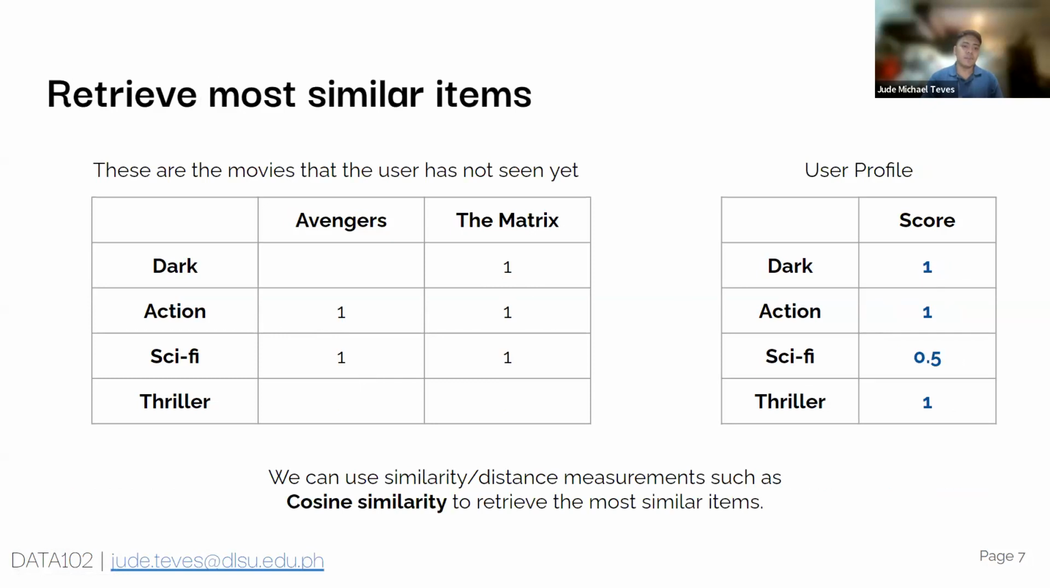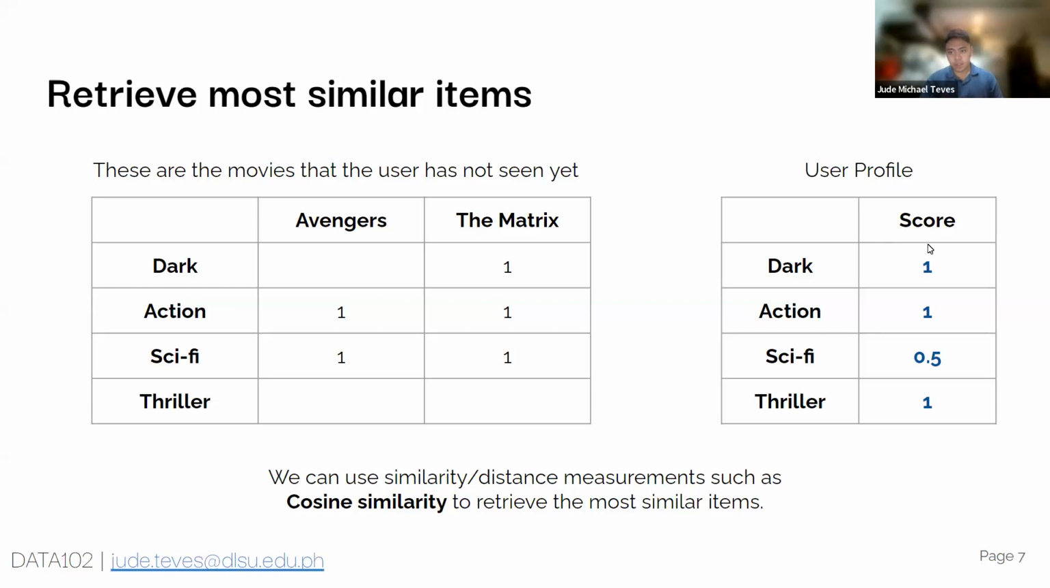The next step is to retrieve the most similar items. These are the movies that the user has not seen yet: the Avengers and The Matrix. And these are the genres for those. Now we calculate the similarity or distance measurement. For this one, we will be using cosine similarity. With that, we can now retrieve the most similar items. For cosine similarity, the higher it is, the better.